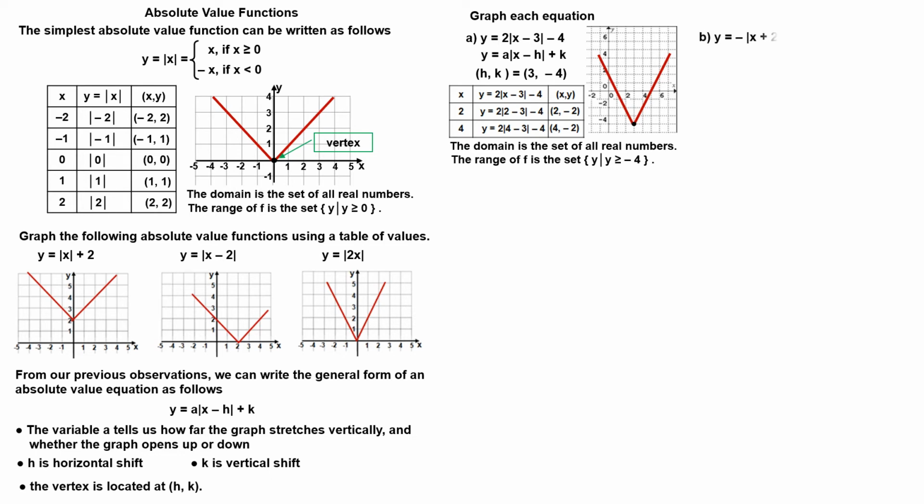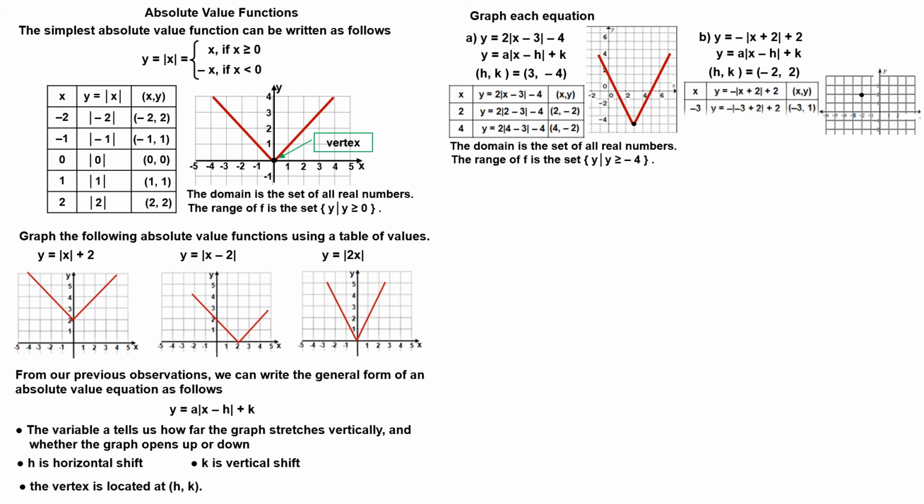Look at item B. Let's compare this equation with the general form. Inside the absolute value bars, we see x plus 2, so h equals minus 2. And outside the absolute value bars, we see plus 2, so k equals 2. So the x-coordinate of the vertex is minus 2, and the y-coordinate of the vertex is 2. The vertex of the graph is shifted 2 units to the left and 2 units up from the origin.